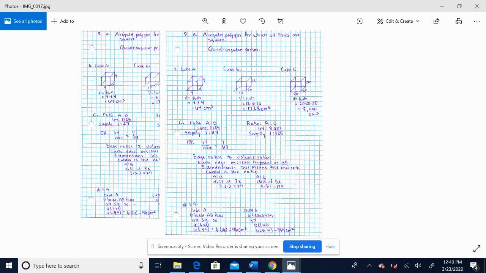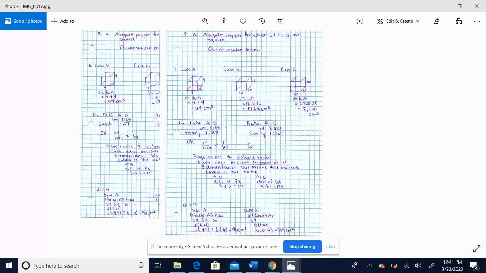So if you look underneath here, I did the calculation for the volume. We got 64 centimeters cubed, 1728 centimeters cubed, and 8,000 centimeters cubed. When we talk about the ratio here, remember that's just kind of comparing these by division. You could have set it up like I did here with a colon, or you could have written it as a fraction.